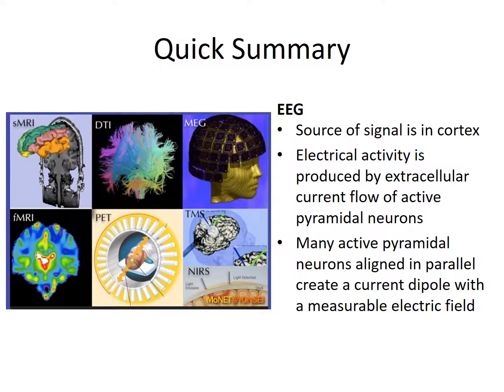To summarize, EEG measures electrical activity generated in the cortex. The source of this activity is current flow from pyramidal neurons, many of which have to be active in a parallel structured manner to create a current dipole with a measurable field.